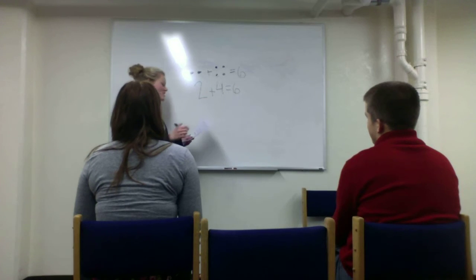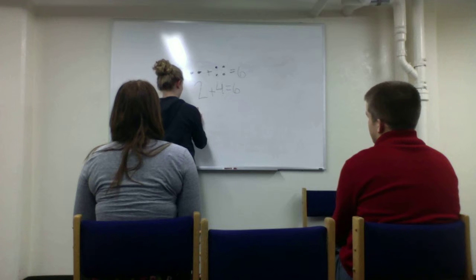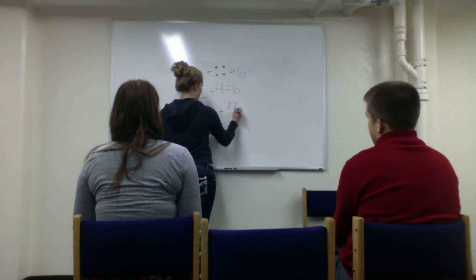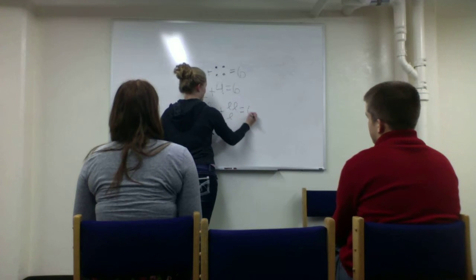We could do this if we were trying to figure out how many fish are in the fish tank. We have 3 blackfish plus 3 goldfish. We get 6.